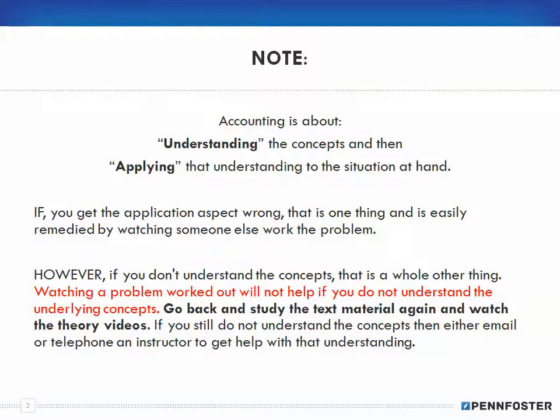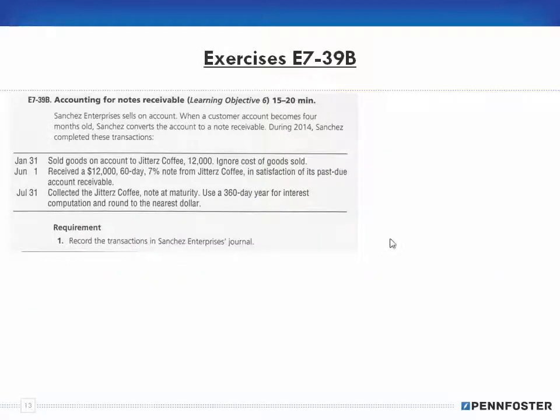So we left off on problem 7-39B. It says here, Sanchez Enterprises sells on account. When a customer account becomes 4 months old, Sanchez converts the account to a note receivable. So they're selling on account, which is an accounts receivable, and then when it becomes 4 months old, they're converting it to a note receivable. During 2014, Sanchez completed these transactions.